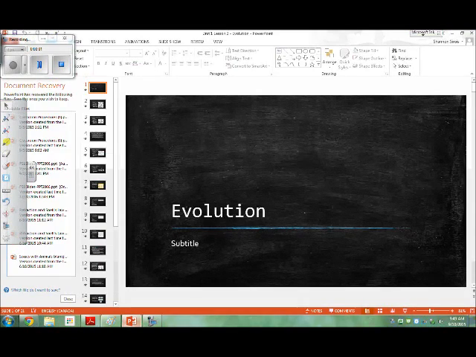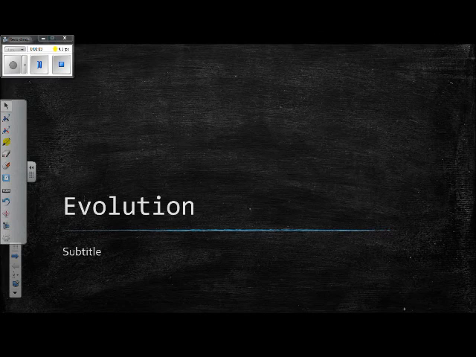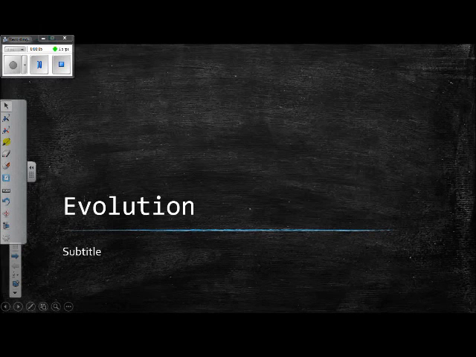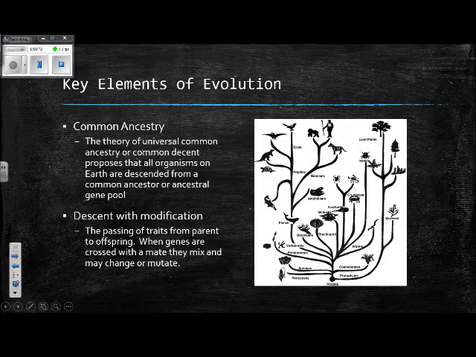Alright, so evolution. The first thing that we look at in evolution is something called common ancestry. It's a theory that all organisms on the earth have come from one common ancestor. So all the genes on earth have come from one common ancestor. They've changed, but they all come from one place.